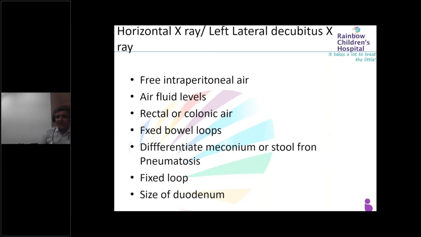Also, pneumatosis can be either normal due to the stools, or it can be due to the presence of air in NEC. So a lateral decubitus film can help us differentiate whether pneumatosis is due to the stools or because of the presence of air in the bowel wall. Then the size of the duodenum is also more easily appreciated in a lateral decubitus X-ray.